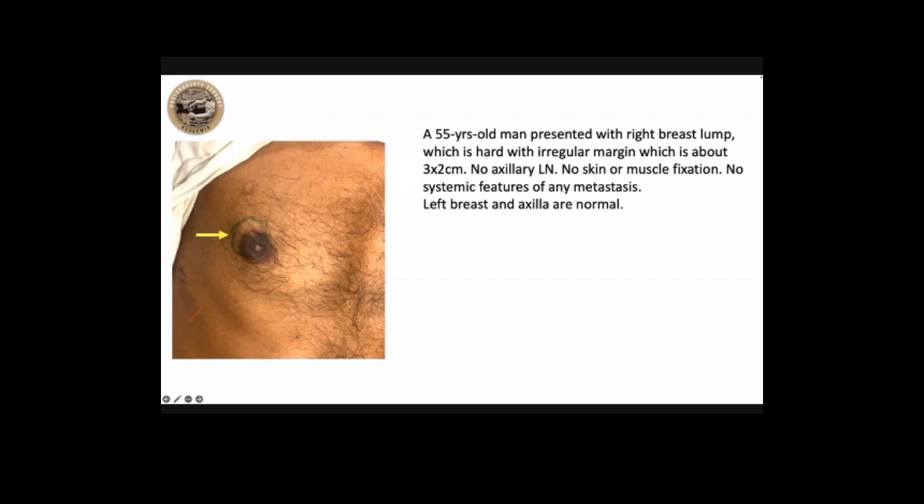Okay, you read this case scenario. A 55 years old man presented with a right breast lump, which is hard with irregular margin, about 3 into 2 centimeter. No axillary lymph nodes, no skin or muscle fixation, no systemic features of any metastasis. Left breast and axilla are normal.